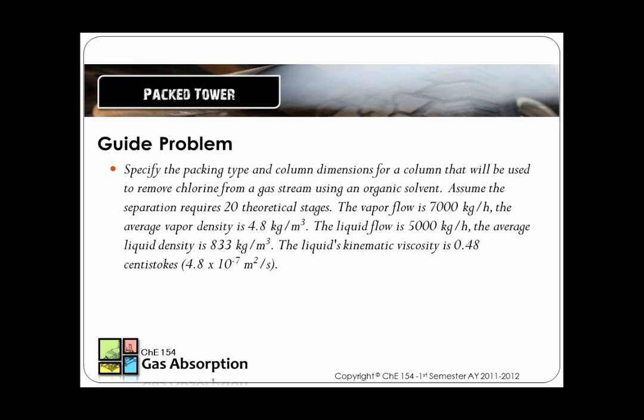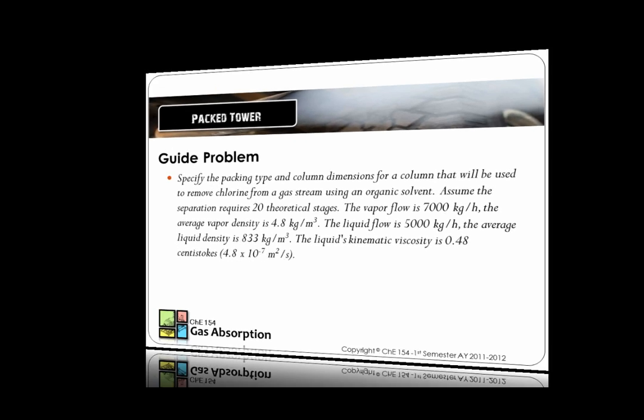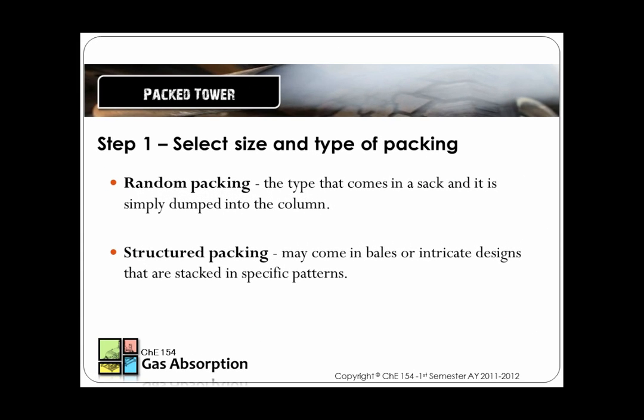We will answer this problem following the 3 steps given earlier. First, we must select the size and type of packing. There are 2 types of packing. The random packing, which comes in a sack and is simply dumped into the column, and the structured packing, which may come in bales or intricate designs that are stacked in specific patterns.